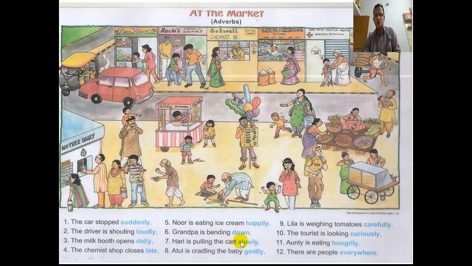Then Leela is weighing tomatoes carefully. The tourist is looking curiously. See, his face, how curious. And auntie is eating hungrily. Where can you see the auntie? Pani puri cart. Then there are people everywhere. If you see the picture, many people are standing in this picture.